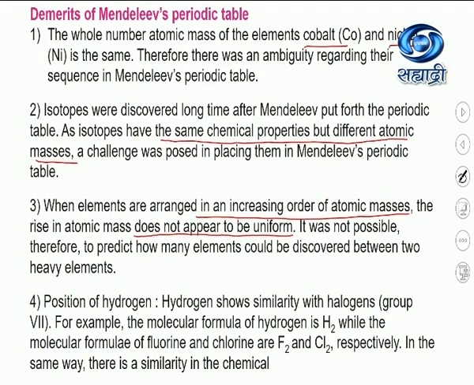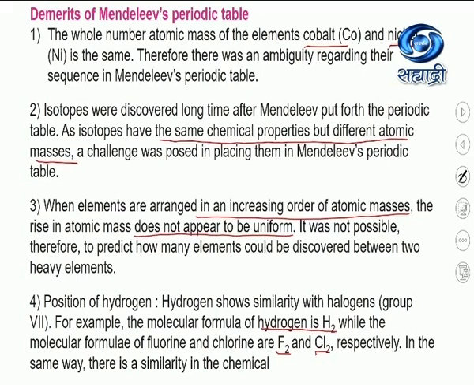And last, position of hydrogen. Hydrogen shows similarity with halogen, that is group 17, as we know now. But here it is group 7, according to him. For example, the molecular formula of hydrogen is H2, while the molecular formulae of fluorine and chlorine are F2 and Cl2 respectively. So in the same way, there is similarity in the chemical properties also. Therefore, where to place hydrogen was a big confusion in front of Mendeleev.